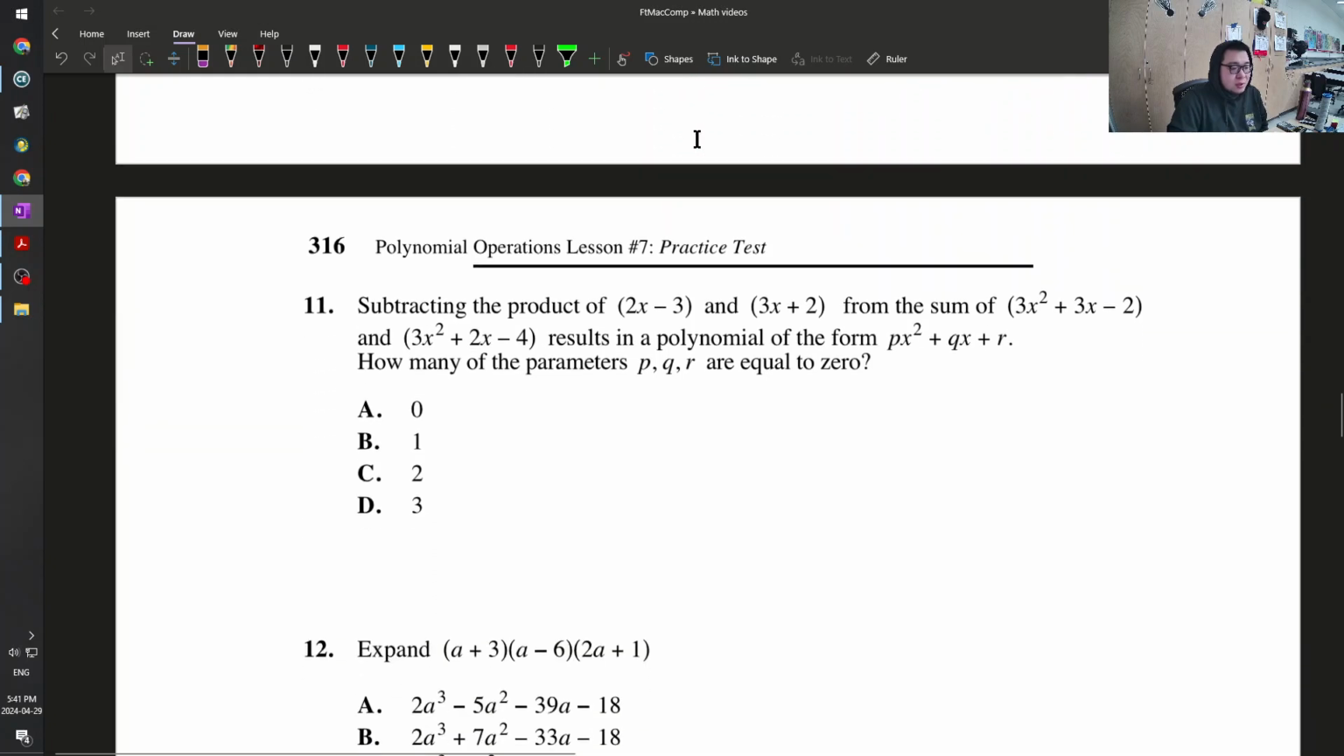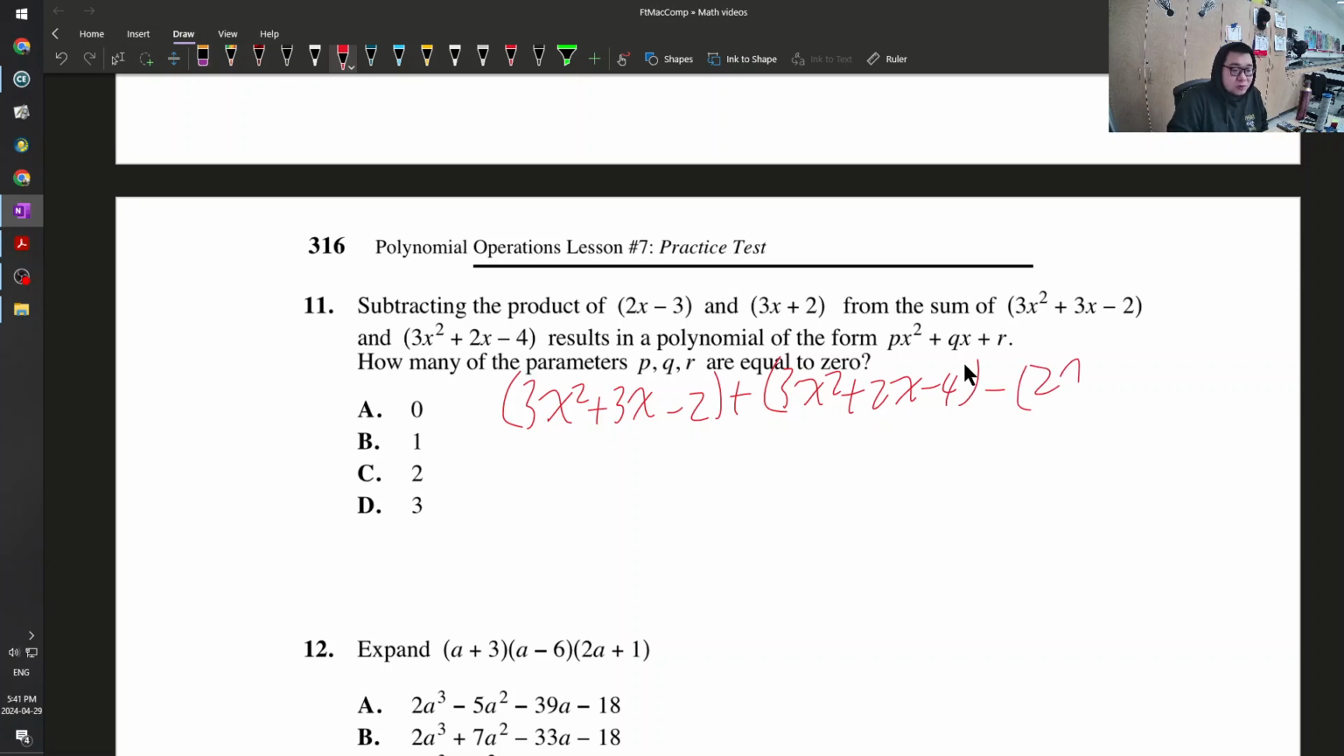11. Subtracting the product of this and this from the sum of this and this results in a polynomial in this form. How many parameters are equal to 0? So I multiply these together and I subtract this from the sum of that. So all we do is 3x squared plus 3x minus 2, plus 3x squared plus 2x minus 4. Subtract the product of these two, 2x minus 3 times 3x minus 2.